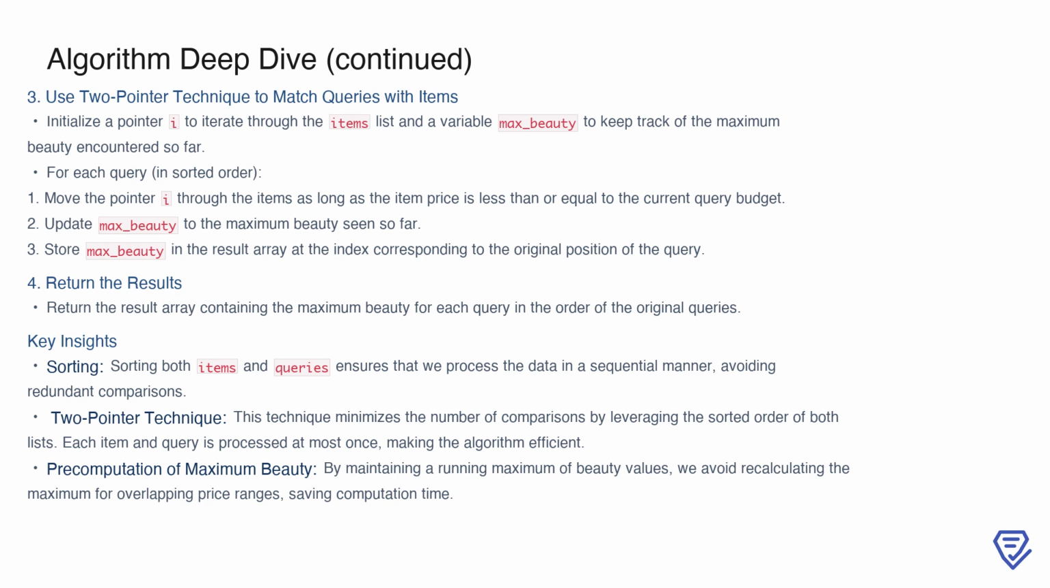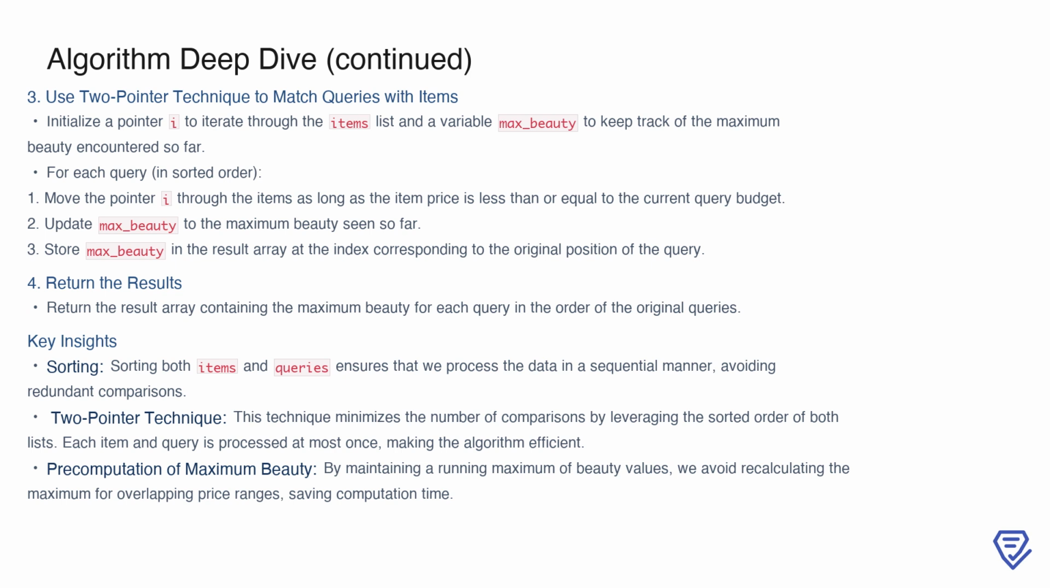For each query, we move the pointer i through the items list as long as the price of the current item is less than or equal to the query's budget. With each step, we update max_beauty to reflect the highest beauty value seen up to that point. Once the pointer has processed all items affordable within the current query's budget, we store the value of max_beauty in the result array at the index corresponding to the query's original position. Finally, after processing all queries, we return the result array.